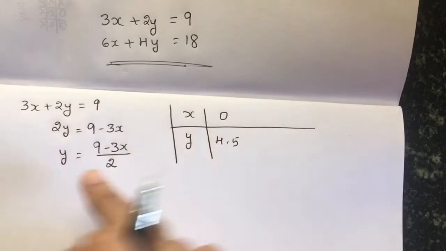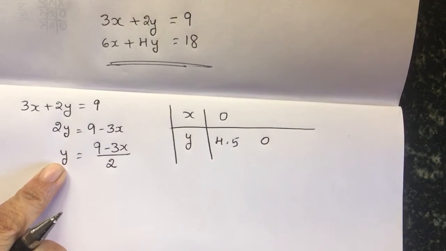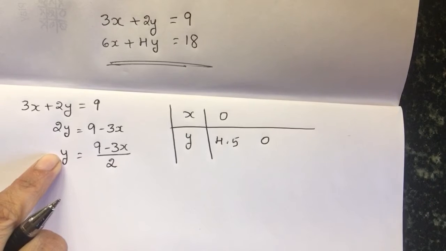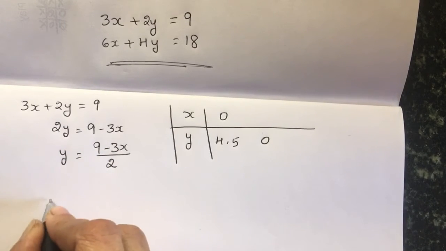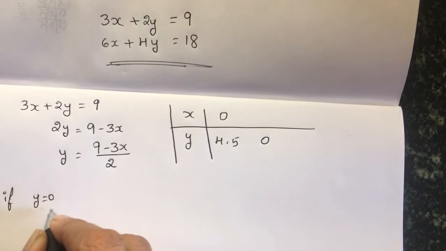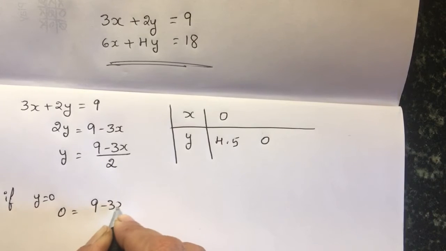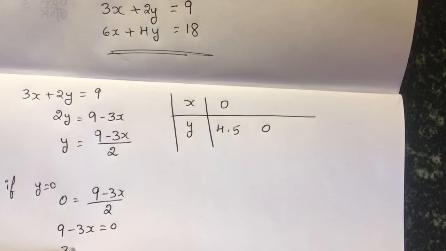Now what I do is I'll change y to 0. What happens to the x value? If y is 0, 2 into 0 is 0, then 3x equals 9. If you want, I'll do it: when y is 0, then 0 equals (9 minus 3x) by 2, right? 2 into 0 is 0, so 9 minus 3x is 0. So 3x equals 9, or 9 equals 3x. So x equals 3.